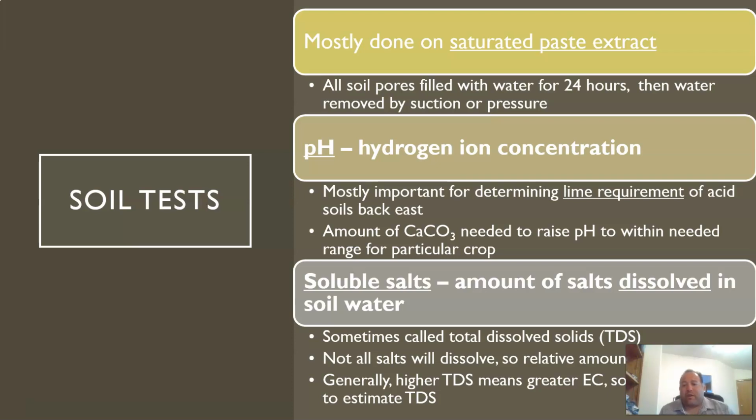pH is really important for determining the lime requirement for much more acidic soils in the eastern U.S. And then in terms of our soluble salts, not all salts will dissolve, so relative amounts in different areas are important. And most of this is done using saturated paste extract. So you basically fill all the soil pores with water for 24 hours, and then water is removed through the suction process, and then that's put on this saturated paste extract.